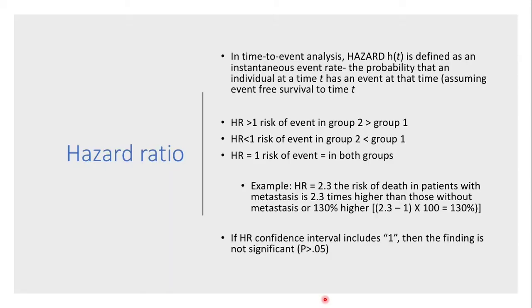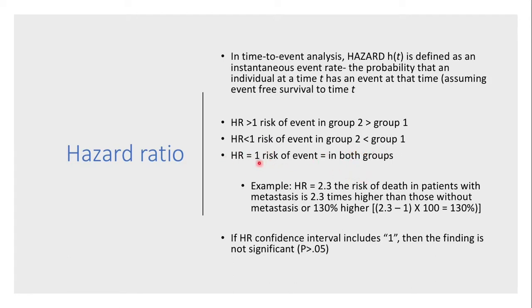Here's just another way of looking at that. So what we just said is that in time to event analysis, the hazard function is defined as simply the instantaneous event rate, or that probability rate. And you can see what I have right here. Greater than 1, the event is greater in group 2 compared to group 1. Less than 1, group 2 is lower than group 1.